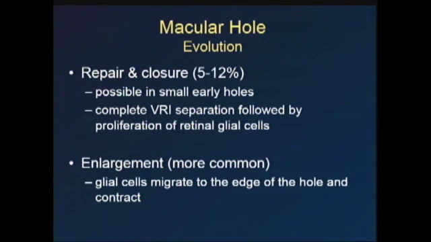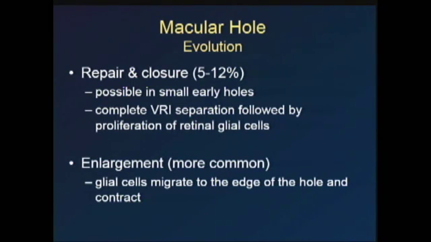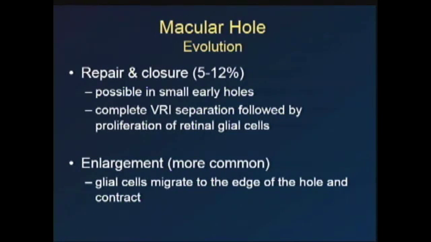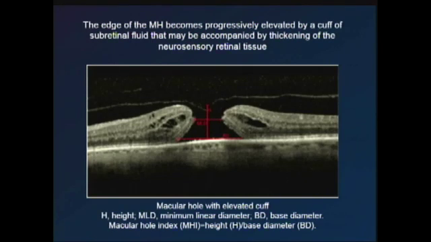Now, if you have a small break, like a stage 1 or a very small stage 2 hole, it can repair itself. If the vitreous detaches and you have a very tiny hole, it is possible for the glial tissues to cause closure. But more commonly, you get enlargement. And what happens is that the glial cells will actually proliferate here and here, basically on the edges of the macular hole, and they cause this eversion of the hole. And oftentimes you have subretinal fluid in this.